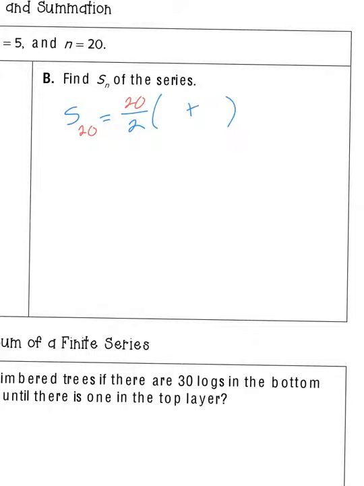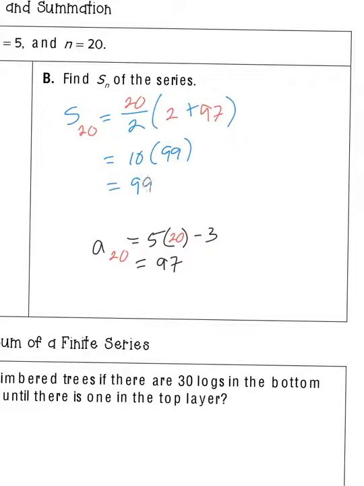So our first term is 2. We do have to find the 20th term. So a sub 20, I'm going to put it through the rule. Is 97. So 97 goes up here. So you get 990.